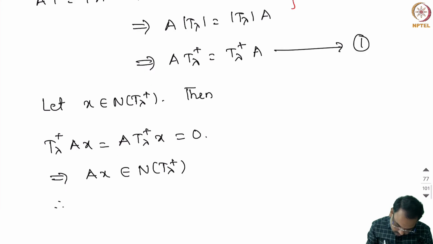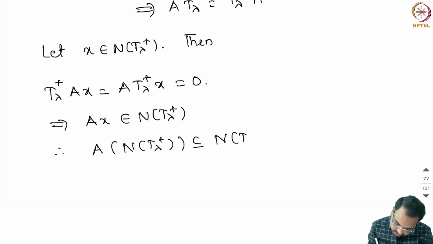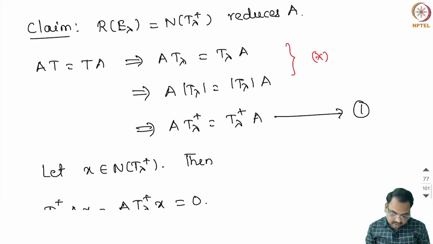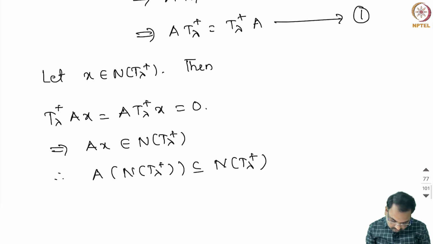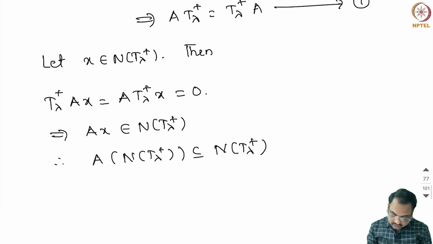So therefore we can say that A of the null space of T_λ^+ is contained in the null space of T_λ^+. So the null space of T_λ^+ is invariant under A, that is, the range of E_λ is invariant. Now we also want to show that it is a reducing subspace. So it is enough to show that the range of E_λ is invariant under A*.